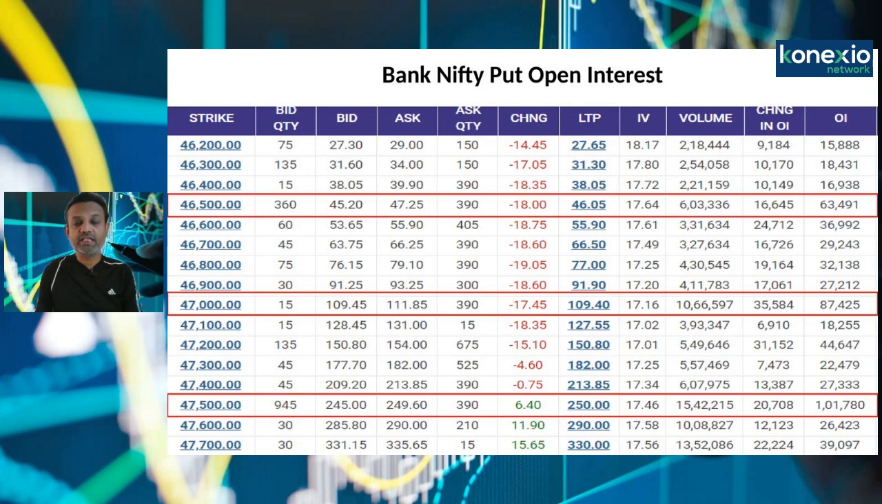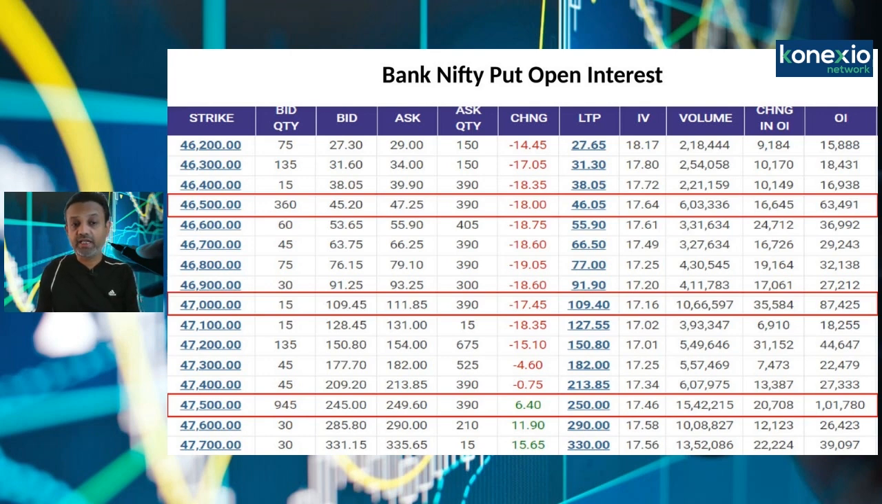In Bank Nifty puts, the action was seen in 47,500 puts, 47,000 puts, and 46,500 puts. Now here you can see there was a rise in the open interest, rise in the volumes. Implied volatility is slightly higher. It is between 17.46 and 17.64. Now here you can clearly see there are three strike prices: 47,700, 47,600, and 47,500, where the volume and the open interest concentration is good.